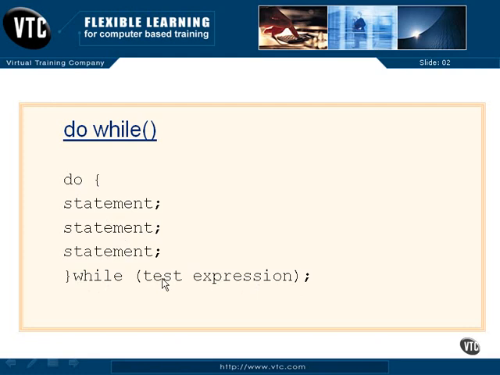If this test expression returns true, as we know, non-zero, then the statements are performed again. And then the test expression is evaluated again. If it's false, we move on. If it's true, we do the loop again. Pretty simple, but necessary.